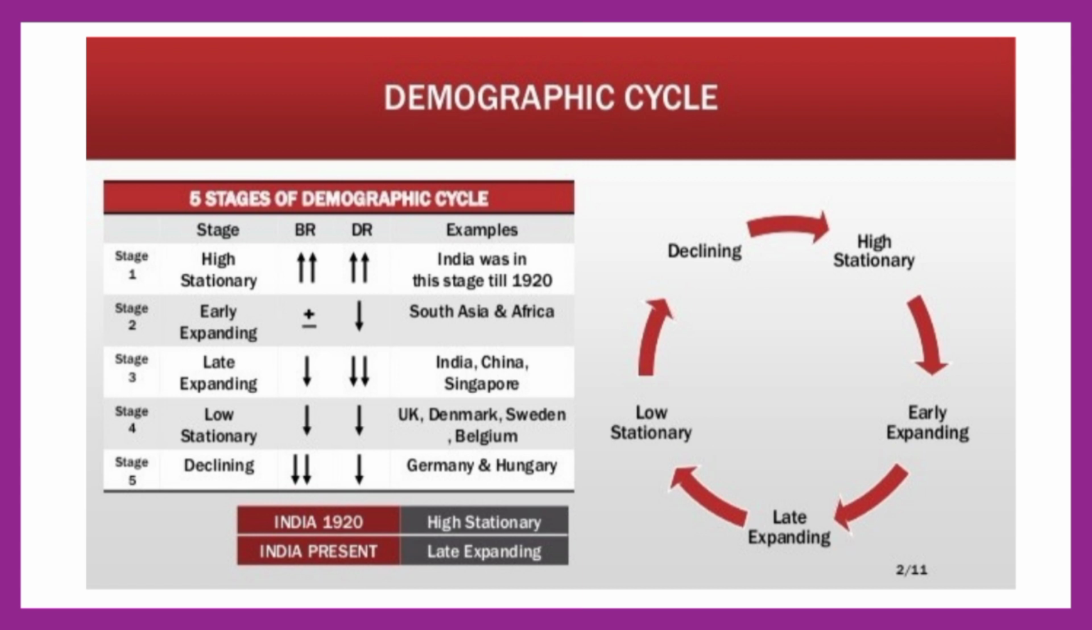That means still in late expanding also, birth rate is comparatively more than death rate. That is the reason it is expanding only, but it is late expanding. That means birth rate has also declined, but not as much as the death rate. It is still higher than the death rate.